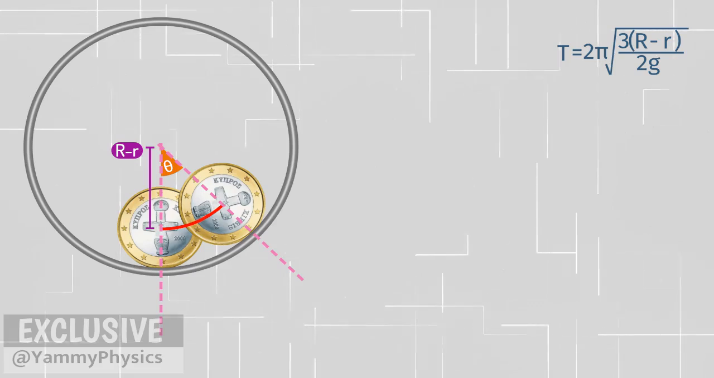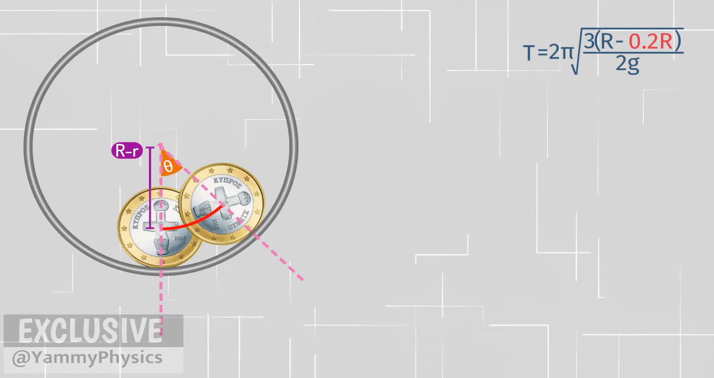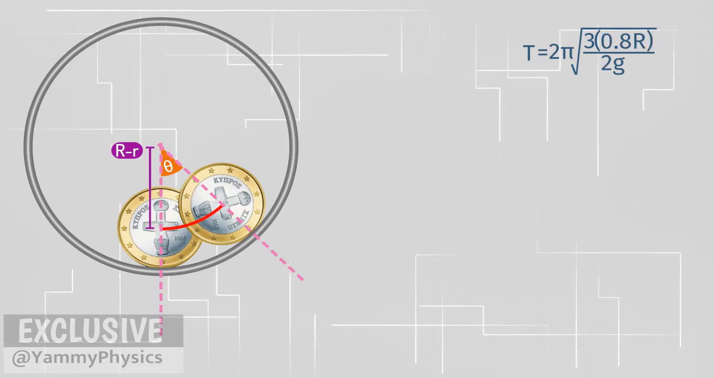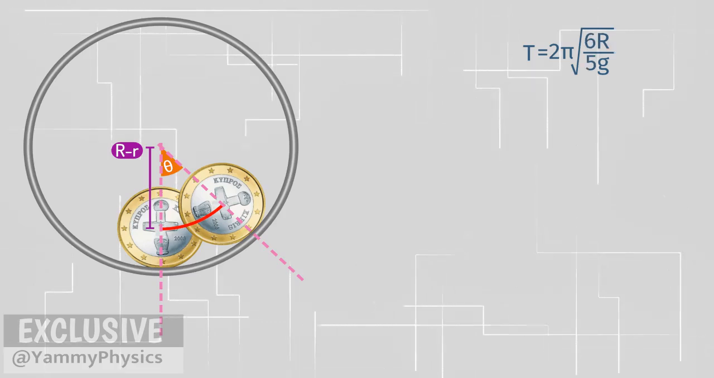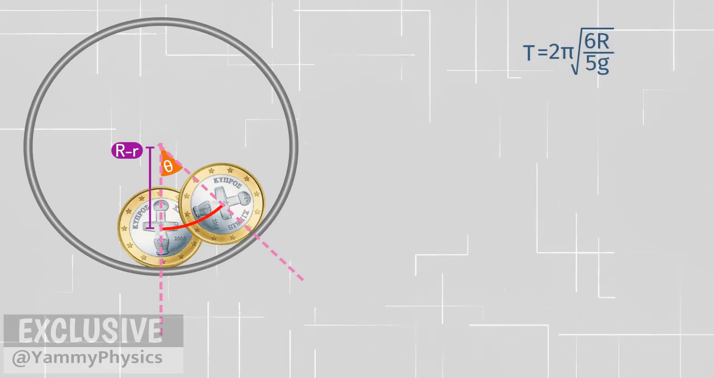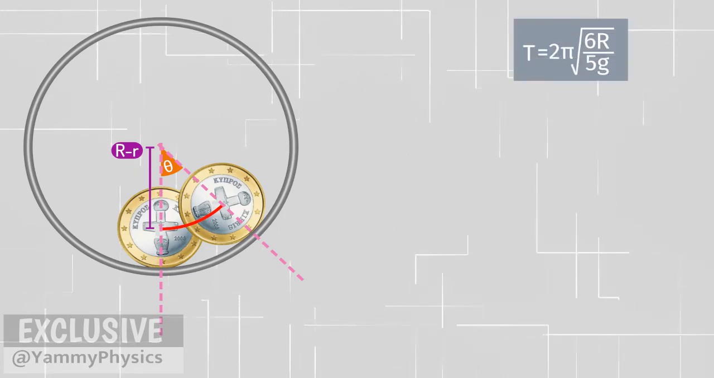Read the question again more carefully. The radius of the coin is 0.2 big R. This is an easy calculation. Big T is equal to 2 pi root of 6 big R over 5g. This is the period of oscillation of the coin inside the large cylinder.